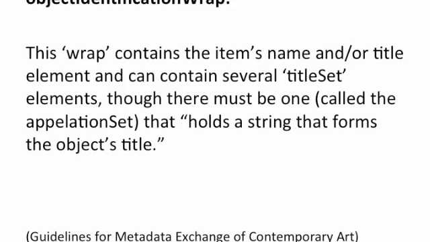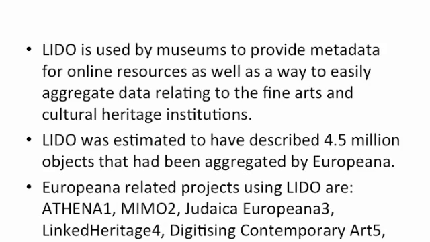And also contained in the descriptive metadata is the object identification wrap. And this wrap contains the item's name or title element and can contain several title set elements, though there has to be one called the appellation set that holds a string that forms the object's official title.